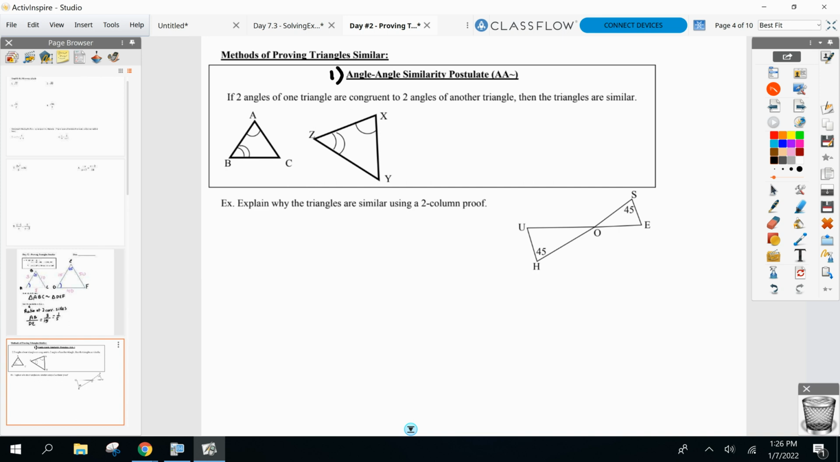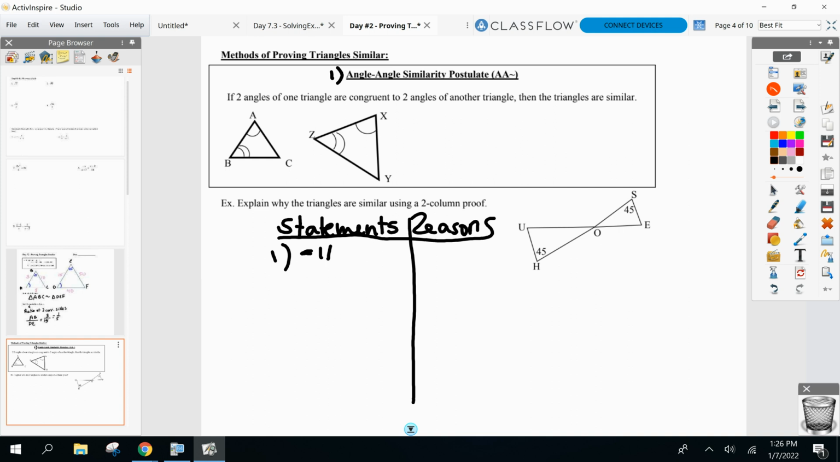Quick 2-column proof, because I know you missed them. We're not going to get really hardcore until Monday. Prove to me why these 2 triangles are similar. Wait, you didn't even give me anything. Yes, I did. Look at the diagram. What 2 angles did I give you already congruent? H and S are congruent.